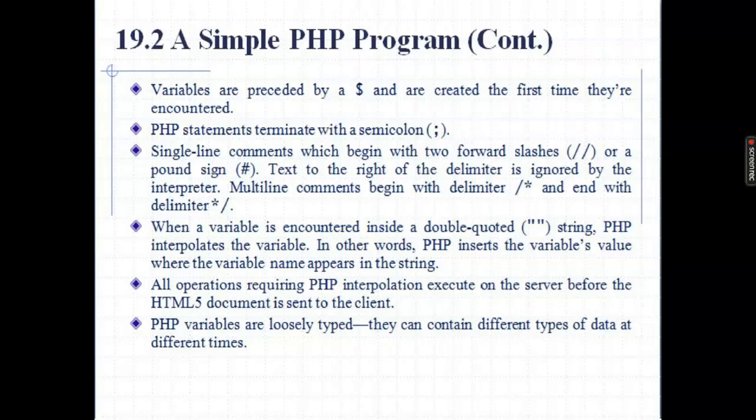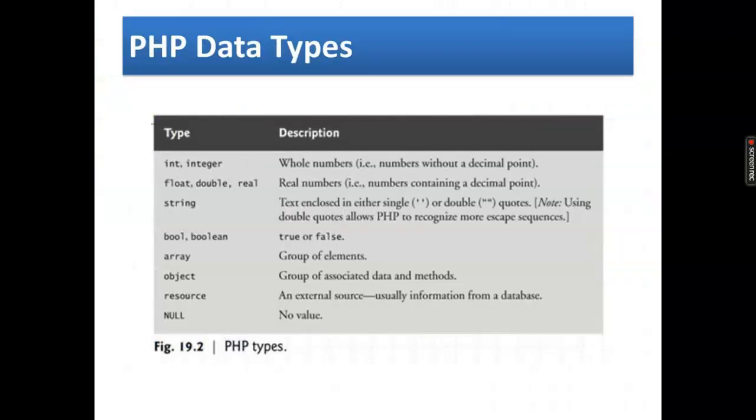When a variable is encountered inside a double quoted string, PHP interpolates the variable. In other words, PHP inserts the variable's value where the variable name appears in the string. All operations requiring PHP interpolation execute on the server before the HTML document is sent to the client. PHP variables are loosely typed. They can contain different types of data at different times.